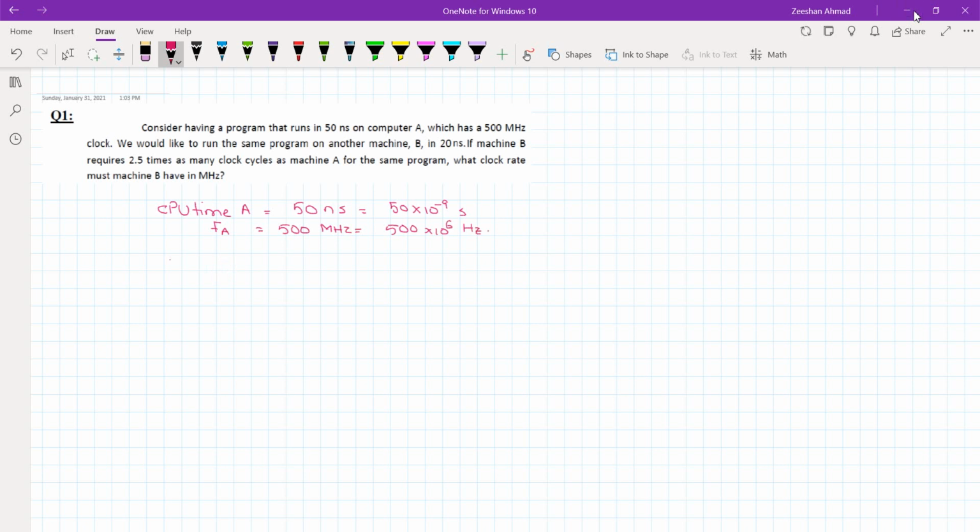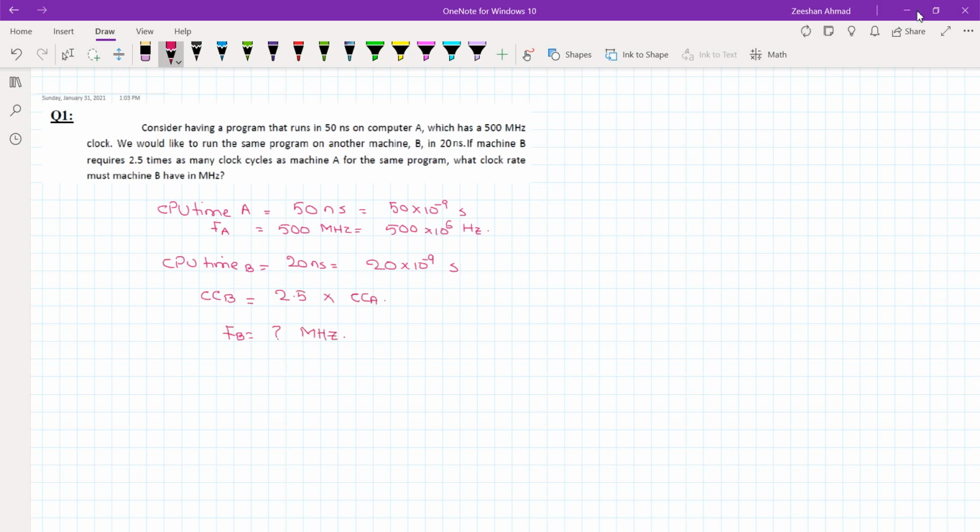Similarly, he said that the CPU time of machine B here is basically 20 nanosecond here, which will be 20 into 10 raised to power minus 9 second here. Now he said that the cycle count of machine B is basically equal to 2.5 times the cycle count of machine A here. This is what he has provided here. So we need to find what is the clock rate of machine B in megahertz here basically.